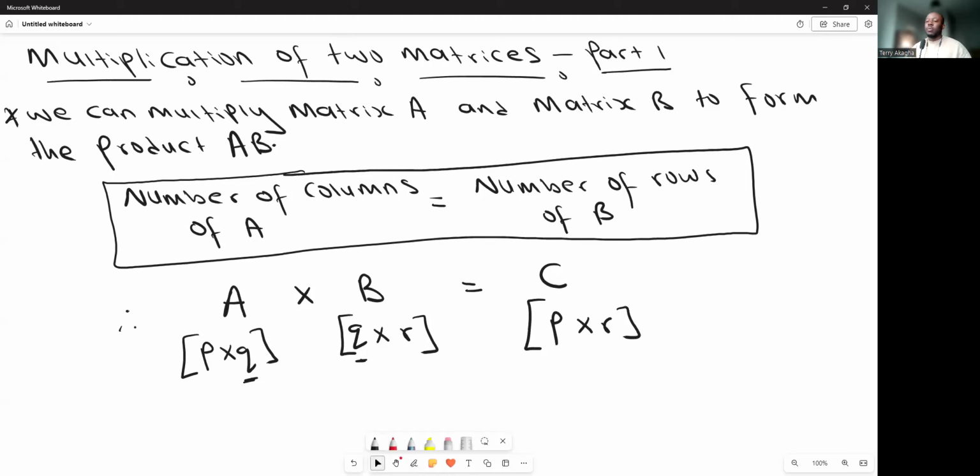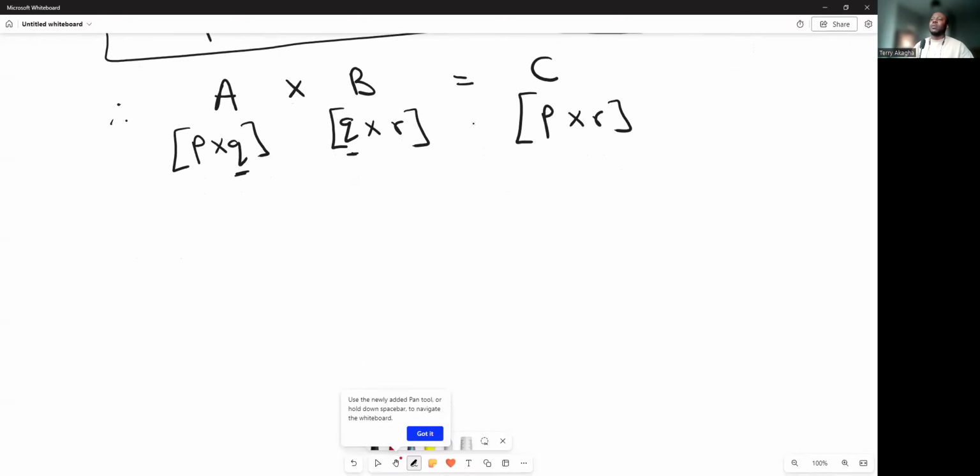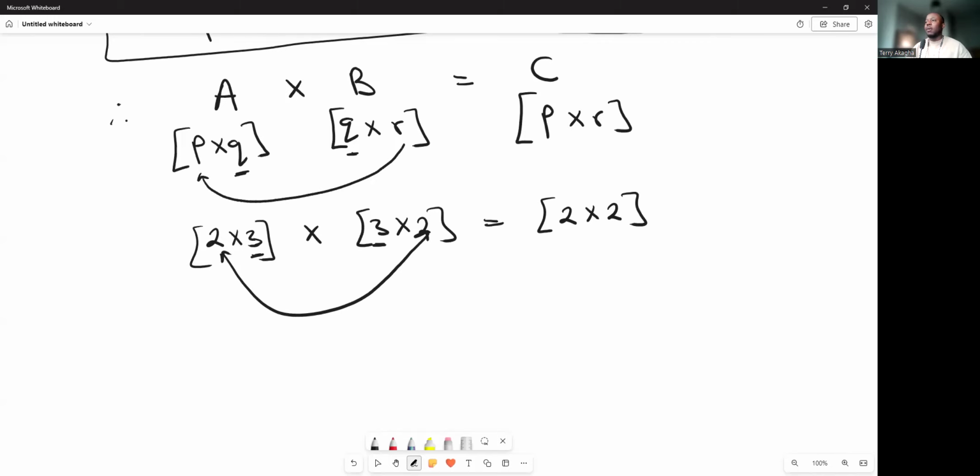So when we have something like this, let's say I have a 2 by 3 matrix, and I'm multiplying it by a 3 by 2 matrix. You see the number of columns here is equal to the number of rows. Then the final answer I'm going to get is a 2 by 2 matrix. Are you seeing it? It's going to give me a 2 by 2 matrix, the same way that this gave us a P by R matrix.